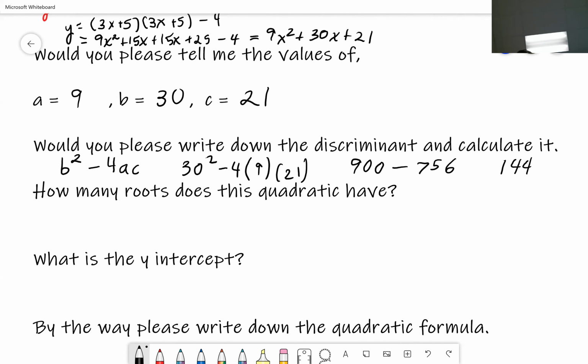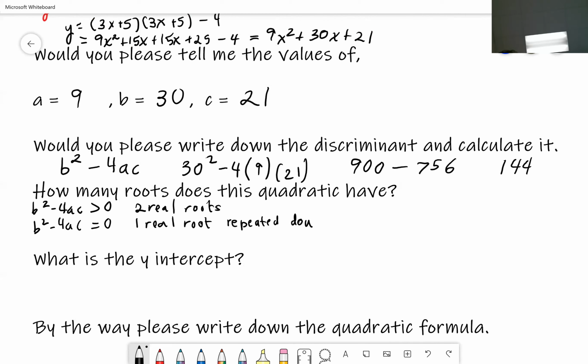Now, remember, for the next question, how many roots does this quadratic have? Well, our discriminant tells us how many roots it has. When b squared minus 4ac is greater than zero, meaning it's positive, you have two real roots. When b squared minus 4ac equals zero, you have one real root, which we refer to as a repeated or double root. And when b squared minus 4ac is less than zero, you have no real roots. Doesn't mean you don't have roots, but they're not in our real number system.